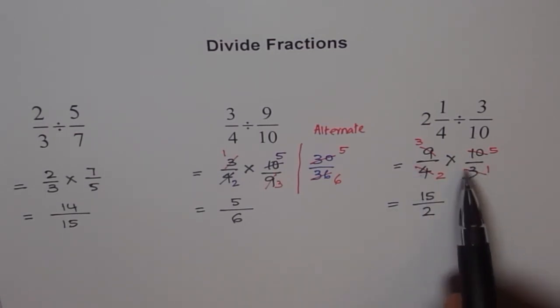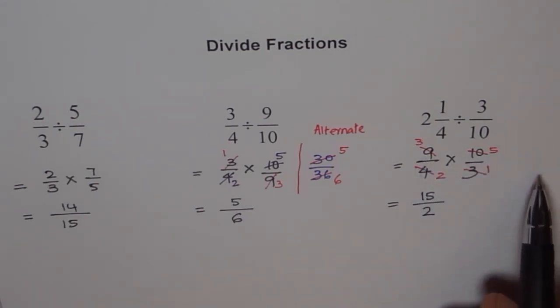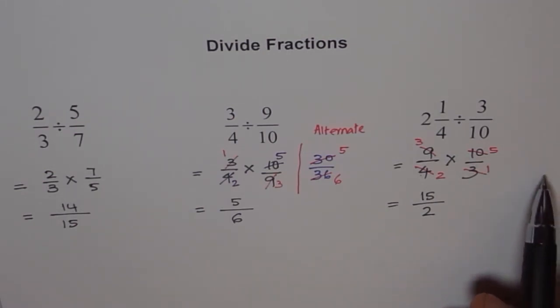Some students don't simplify at this stage. They will just multiply and write down the result and then try to simplify. Correct? That is tricky and sometimes can yield wrong results.